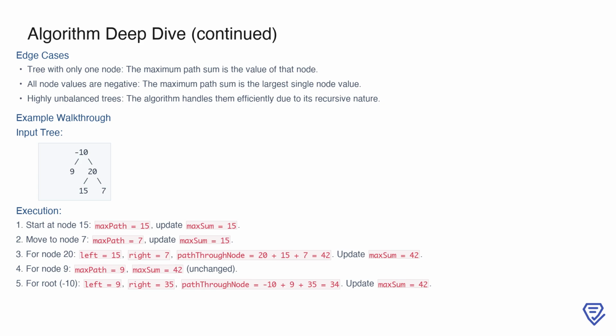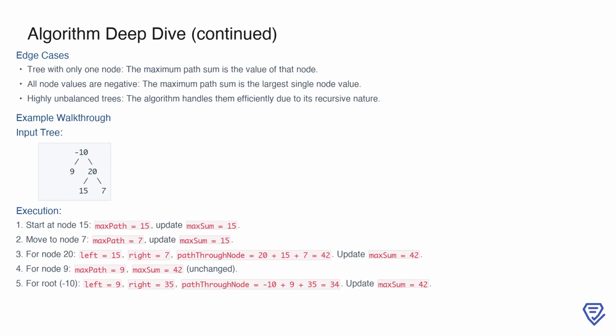Let's walk through an example. Consider the binary tree with root -10, left child 9, and right child 20, where the right child has children 15 and 7. Starting at node 15, the maximum path sum is its value, 15, which updates maxSum to 15. Similarly, for node 7, the maximum path sum is 7, so max sum remains unchanged.